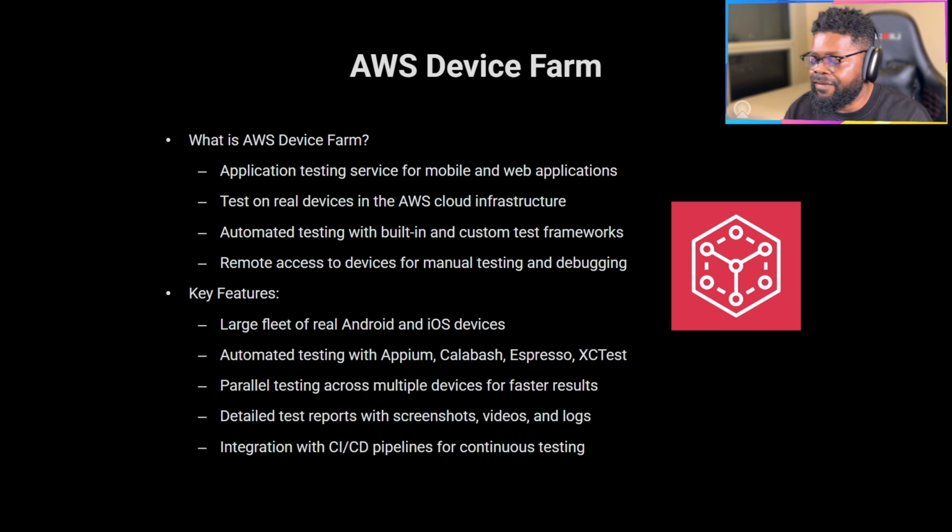So there's a large fleet of real Android and iOS devices, right? It's not just about Android and iOS, it's also about the phone that is running. Sometimes you want to see how it's going to display on this phone when you compare it to this one, right? Then there's automated testing, and those are some of the frameworks that you can use. You can do parallel testing, just to get a faster result. And then you can get detailed test reports with screenshots, videos, and even logs, right?